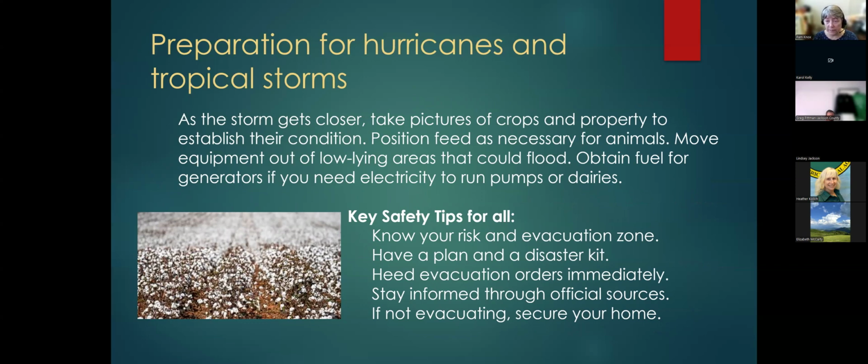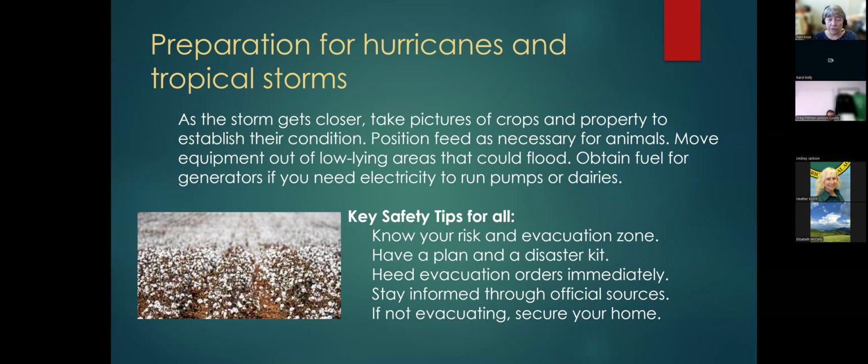Take pictures of crops and property to establish their pre-storm condition. If the cotton's going to blow away, you need to know what you're losing. And so you need to take some pictures and maybe do a little bit of sampling ahead of time to figure out what the potential yield might be, because that's going to be important for your insurance claims later.